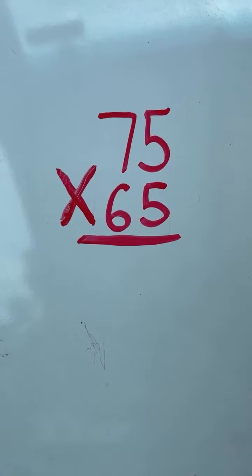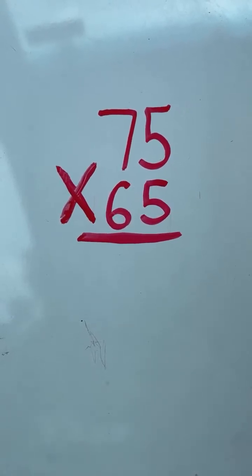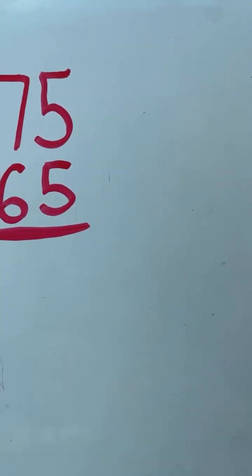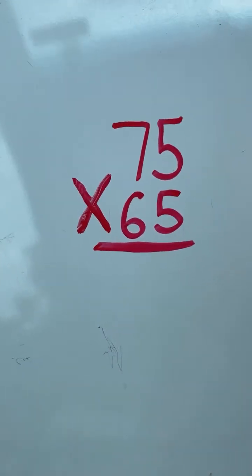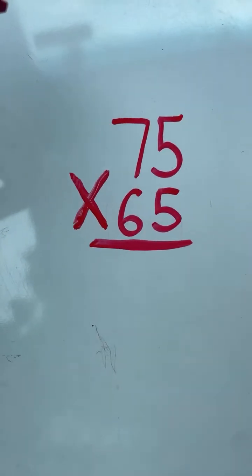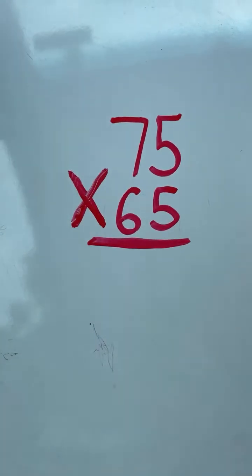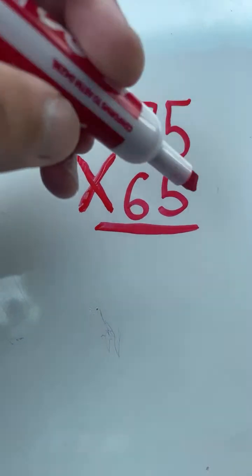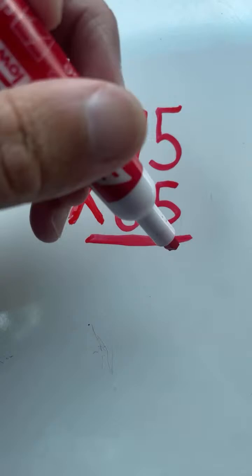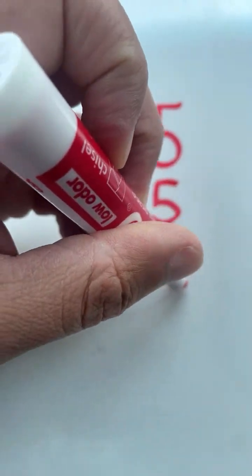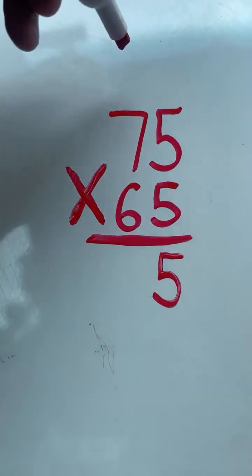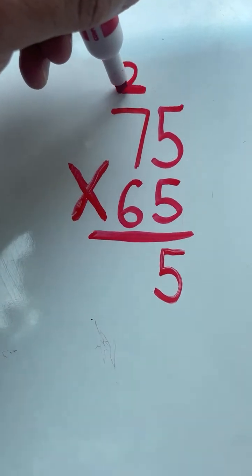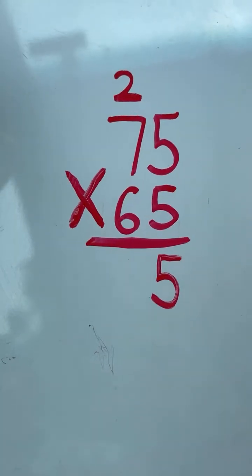So step 1, we are going to multiply the digits in the ones place. We're going to multiply 5 times 5. 5 times 5 equals 25. Now because our product is more than 10, we will need to regroup. So we're going to put the 5 in 25 in the ones place, and then the 2 in 25, we're going to carry that over to the tens place.